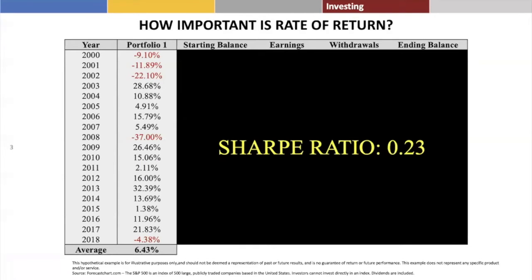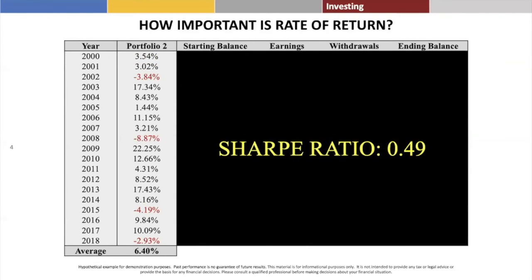So how important is the rate of return? And then when I talked about these slides in our video on sequence of return, Sharpe Ratio was blacked out here. And I said I would come back to it in a different video. Well, this is that video. And as you can see, the first portfolio, portfolio 1, had a Sharpe Ratio of 0.23 versus portfolio 2, which is being managed by ABC investors, had a Sharpe Ratio of 0.49.